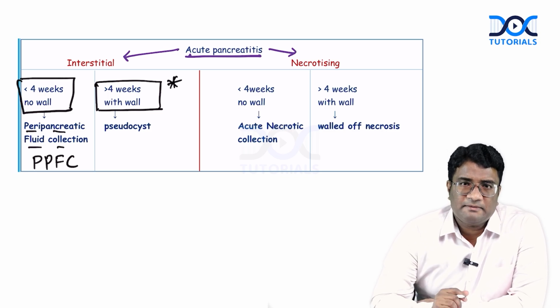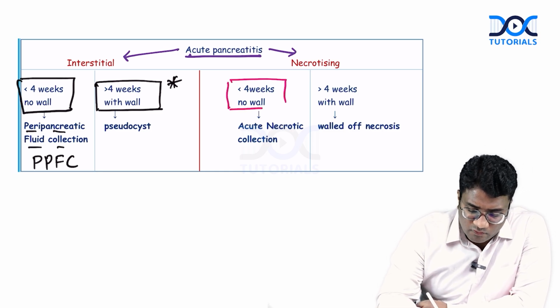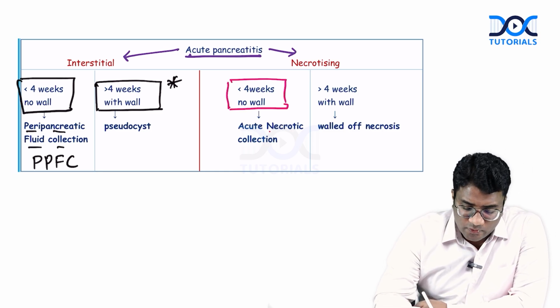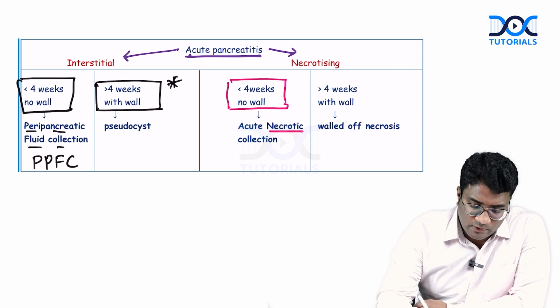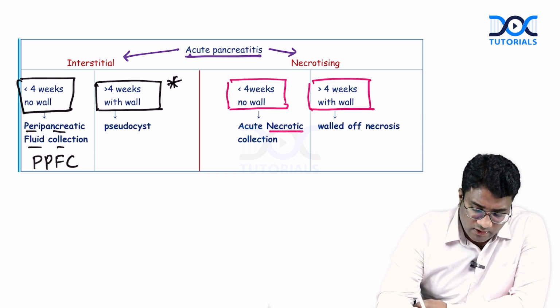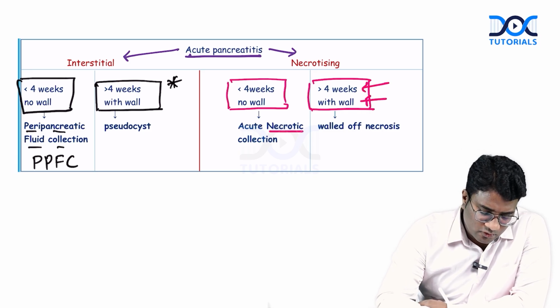But if it is a necrotizing pancreatitis which is less than 4 weeks and without wall, this is called acute necrotic collection. Walled off necrosis is one which is more than 4 weeks, has a wall around it. So, remember, more than 4 weeks and wall, they go together. These two go together, right? More than 4 weeks with wall.